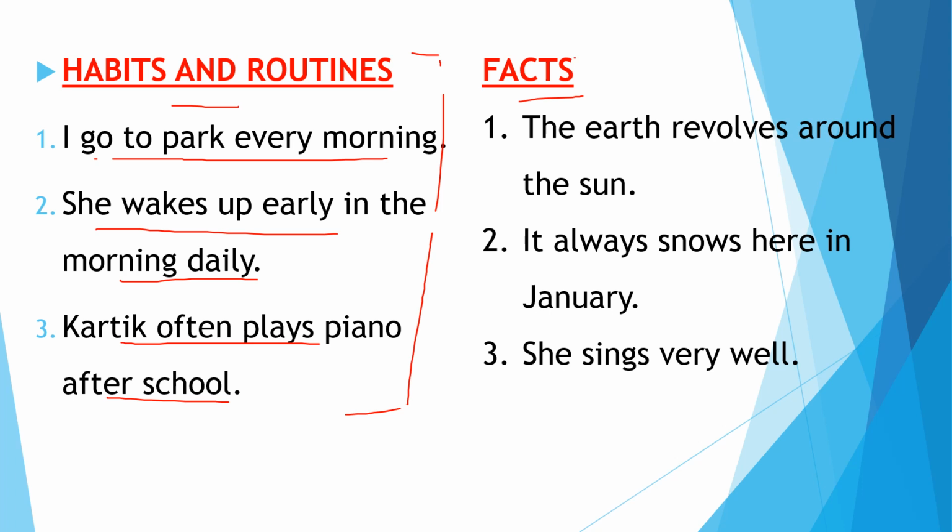When we talk about facts, see here, the earth revolves around the sun. This is a fact. You cannot change it. It always snows here in January. She sings very well. So you can notice here in the first sentence that the earth revolves around the sun is a fact about the world, about the earth. A fact can be about people, like she sings, or about things in the world. So this was about the simple present tense.